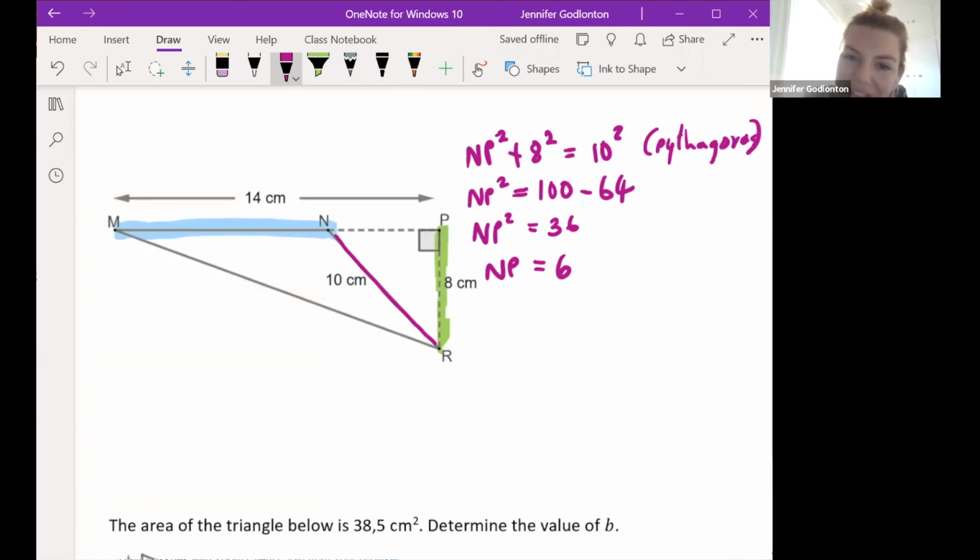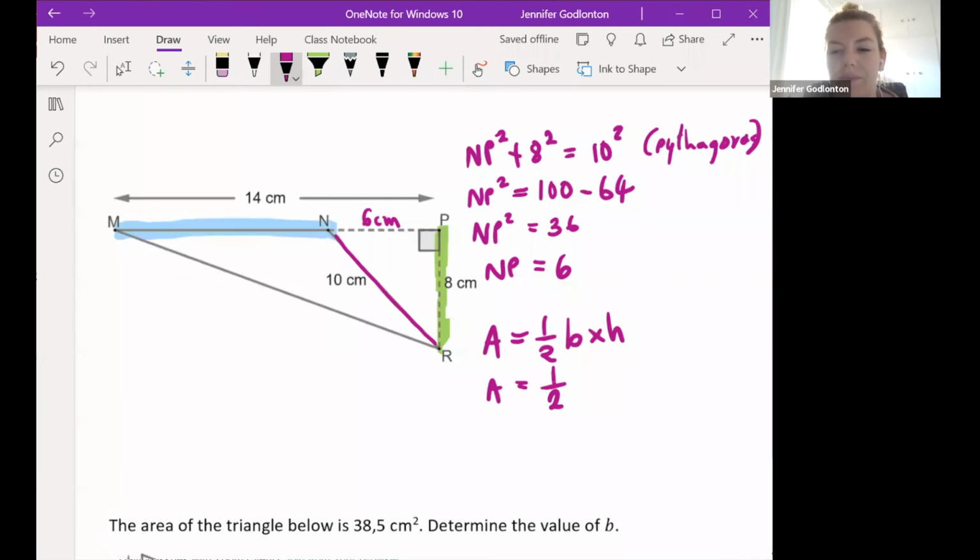Good. Okay, so now we know that this is 6 centimeters. Cool. And then, ma'am, now you're going to calculate the area. So you're going to say A is equal to a half base times height. Good. So A is going to be equal to a half times 6 times 8. Oh, no. Ma'am, what? Is 6 my base? Ma'am, 7.